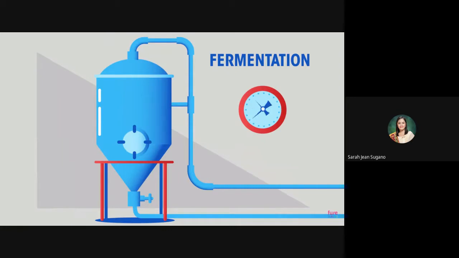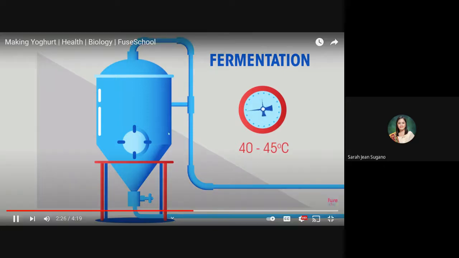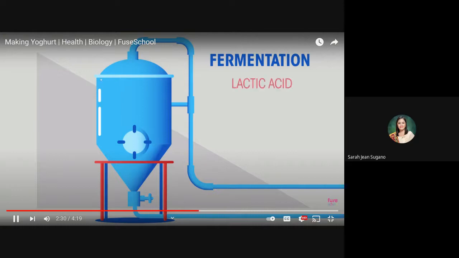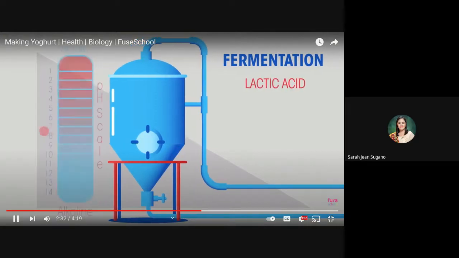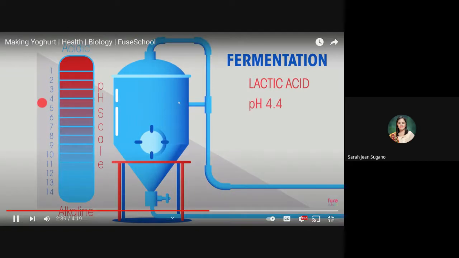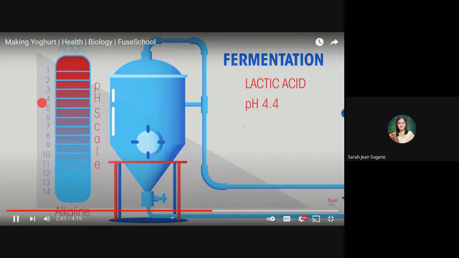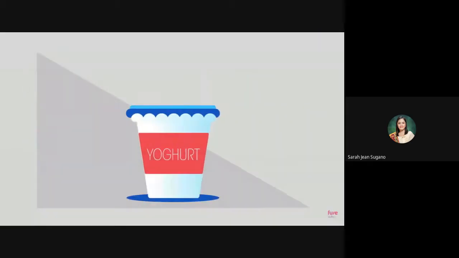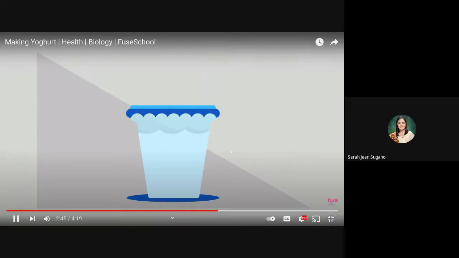Fermentation takes many hours, and during this time, the mixture is kept at the optimum temperature of 40 to 45 degrees Celsius, so that the bacteria can work its fastest. As fermentation produces lactic acid, the pH of the milk drops to about pH 4.4. This is why natural yogurt has a sharp, tangy taste. As the pH levels drop, the milk solidifies to become raw yogurt.